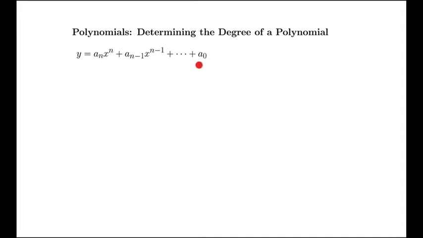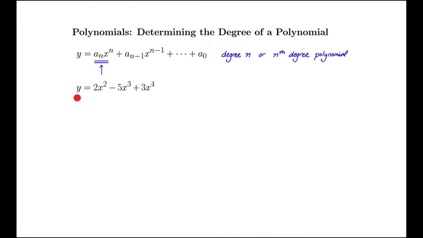When determining the degree of a polynomial, if we have it in a nice order here, highest power first and then descending powers, we can easily identify the highest power in our polynomial, and we will name our polynomial based on that power. So this polynomial is a degree n polynomial, or in other words, an nth degree polynomial.